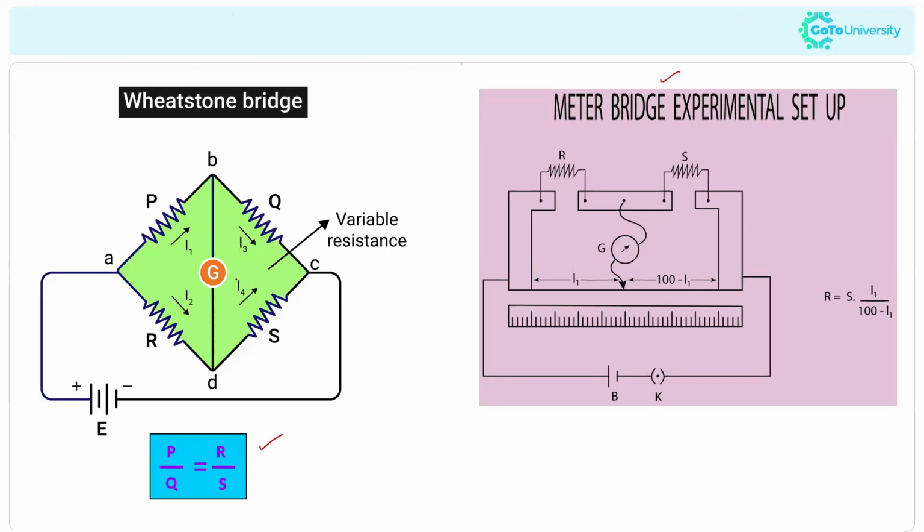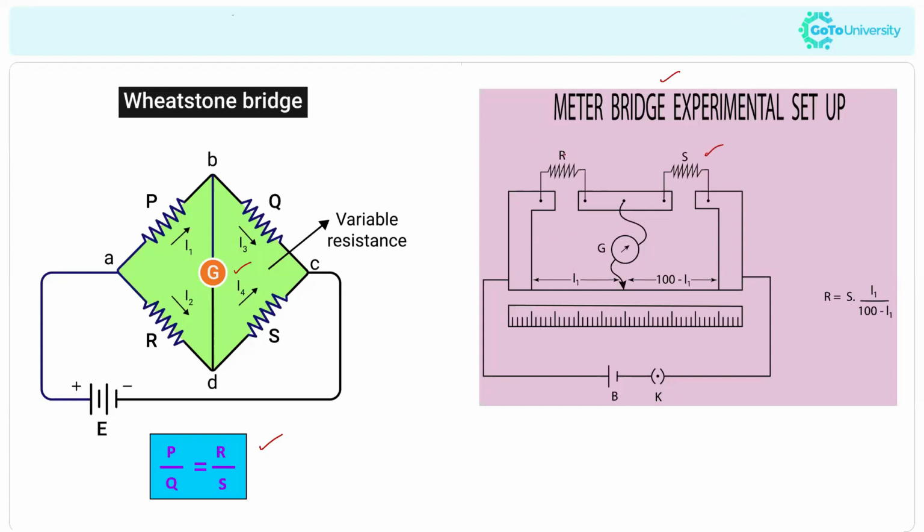So when it was balanced, it's known that the galvanometer in the circuit will show null deflection. Okay, the next one is a meter bridge. The meter bridge will also be used to find the unknown resistance which is connected in the circuit.